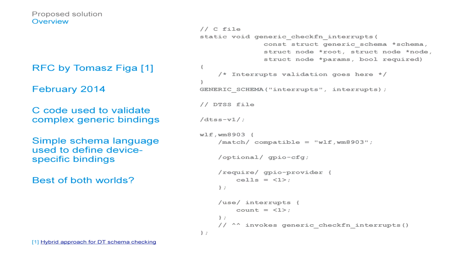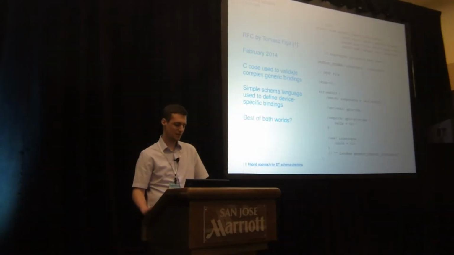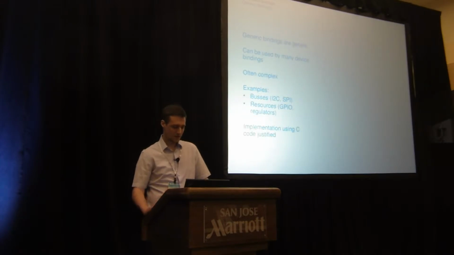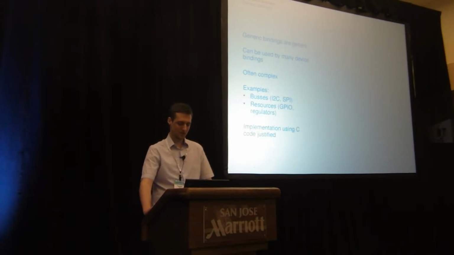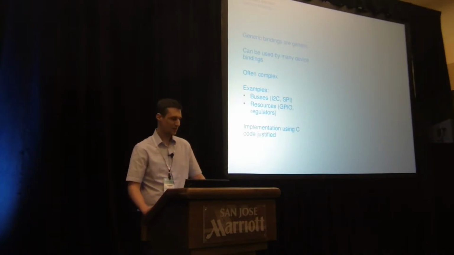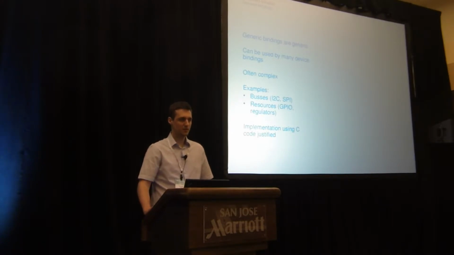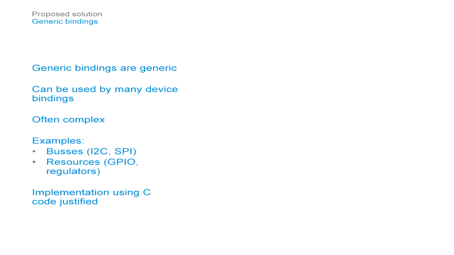And a simple schema language that can cover most of the simple device-specific bindings to eliminate the need of having C code for every one of the 4,000 defined bindings. And so, let's first separate two classes of device tree bindings before diving into implementation details. So, when looking at currently defined bindings, we can define two classes. One is generic bindings, which are used across multiple device-specific bindings.